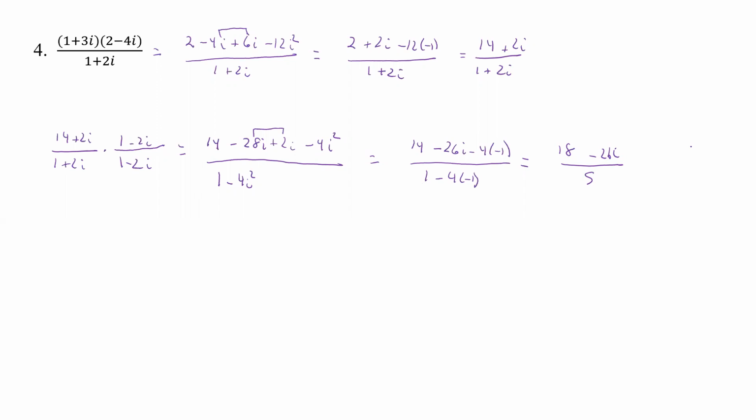Now we want it in the form a plus bi. And so if we do that, that's going to be 18 over 5 minus 26i over 5. Okay, and so that gives us our a is 18/5 and our b is minus 26/5. All right, so any questions on that one?